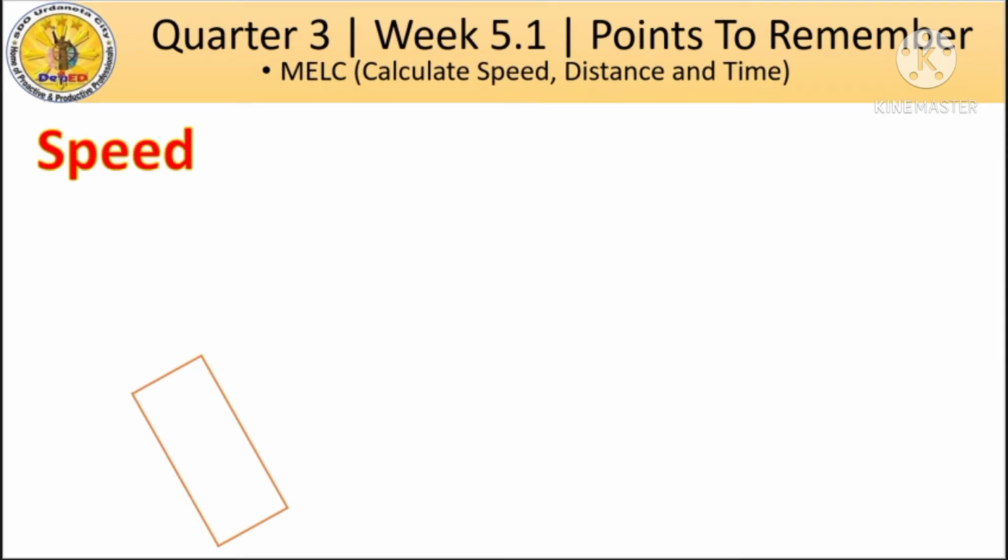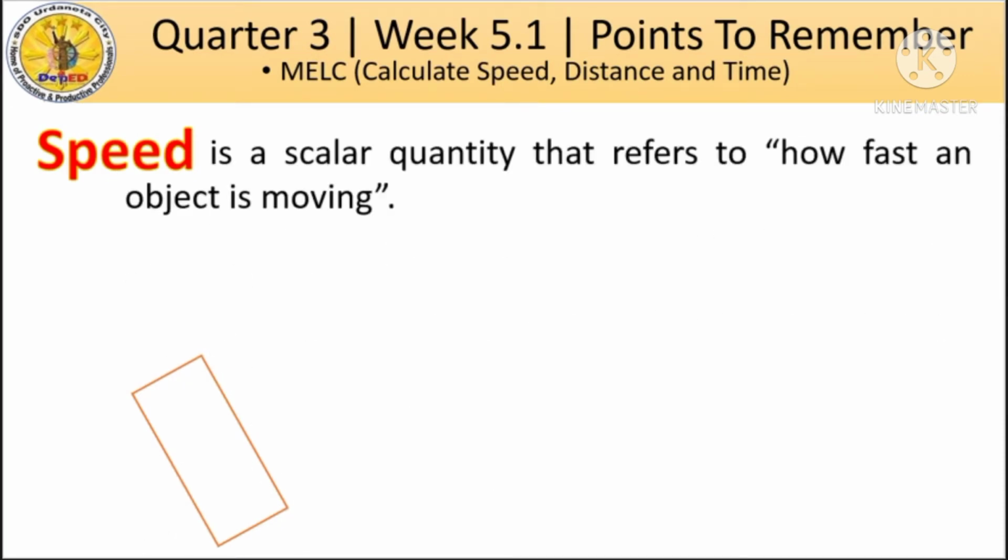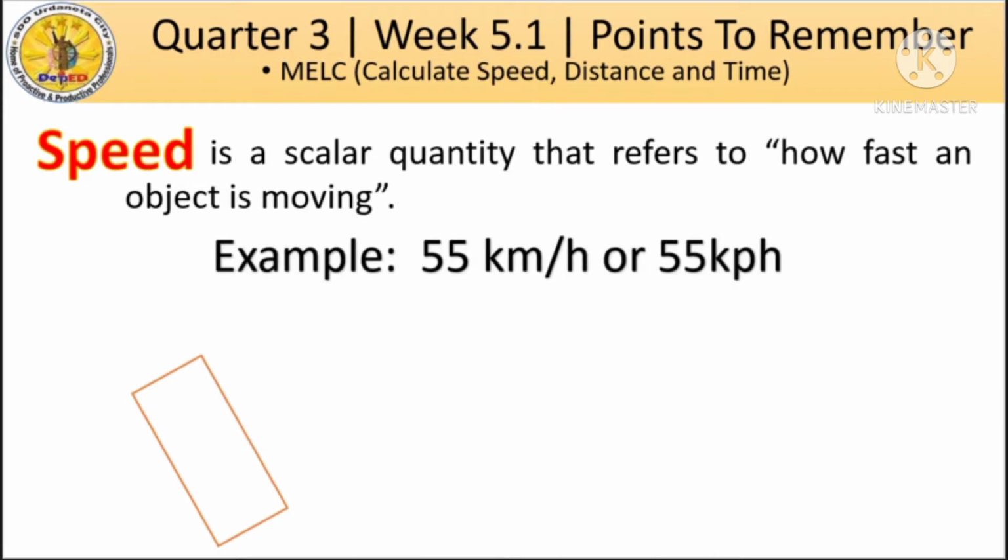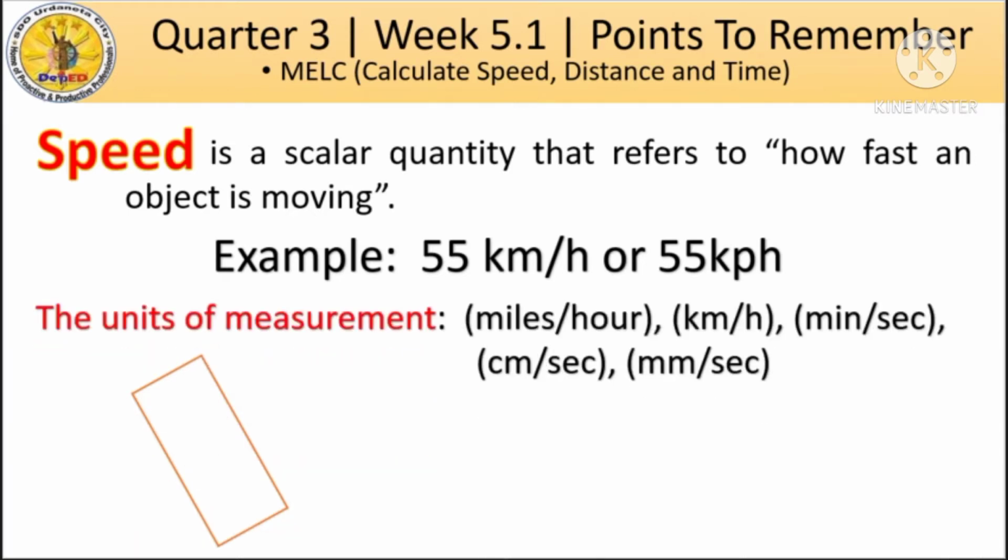If we say speed, it is defined as a scalar quantity that refers to how fast an object is moving. For example, 55 kilometers per hour, or it can also be written as 55 kph. The units of measurement for speed are the following: miles per hour, kilometers per hour, meters per second, centimeters per second, and millimeters per second.